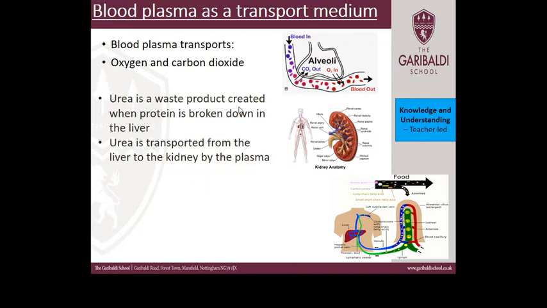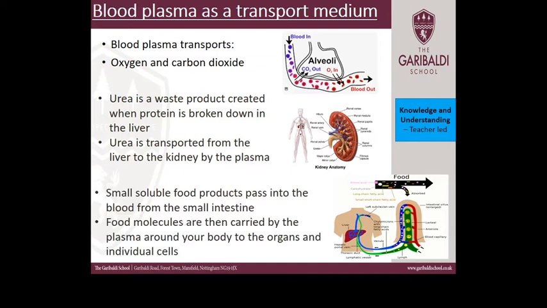So the second one, urea. This is a waste product created when protein is broken down in your liver. Urea is transported from the liver to the kidney by the plasma. So that's a really important use of plasma.